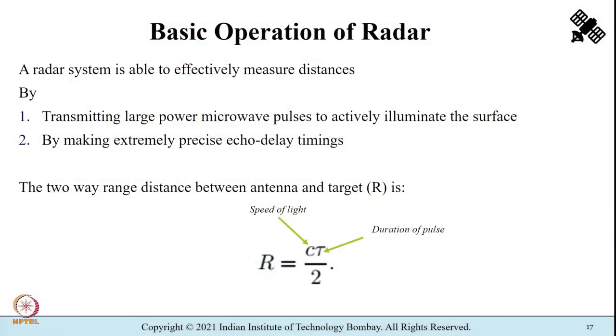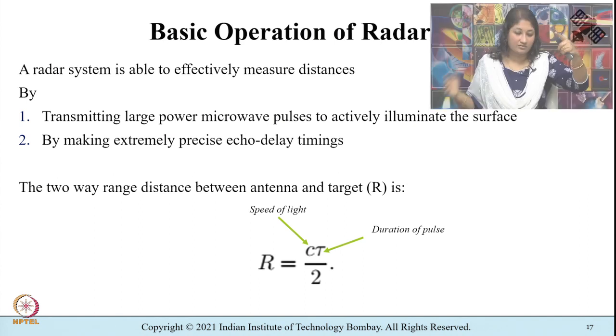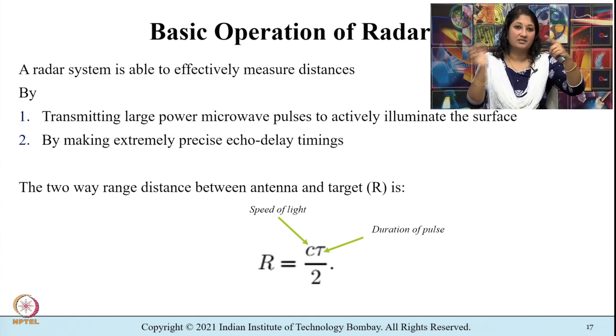So, the two-way distance between the antenna and the target, which is known as the range, can be computed by using the simple relation C tau by 2, where C is the speed of light, tau is the duration of pulse, and why are we dividing it by 2? Because the two-way travel is considered, travel from satellite to the target and from target back to the satellite.